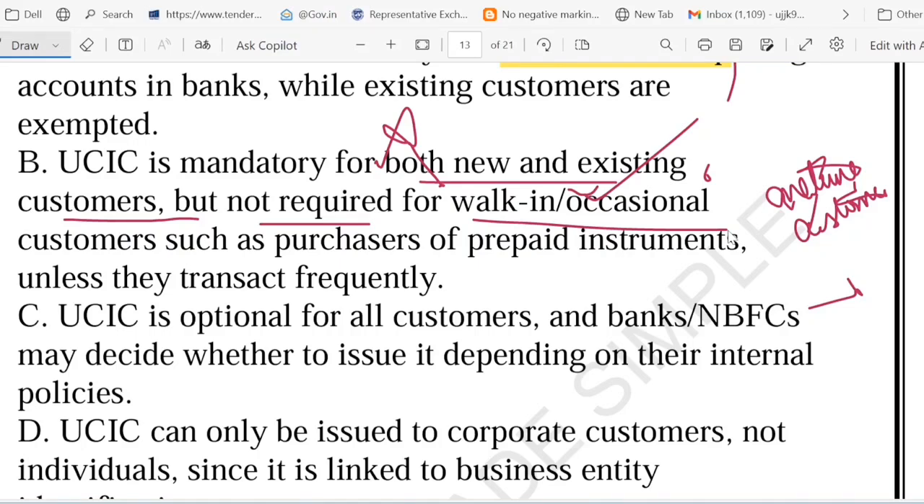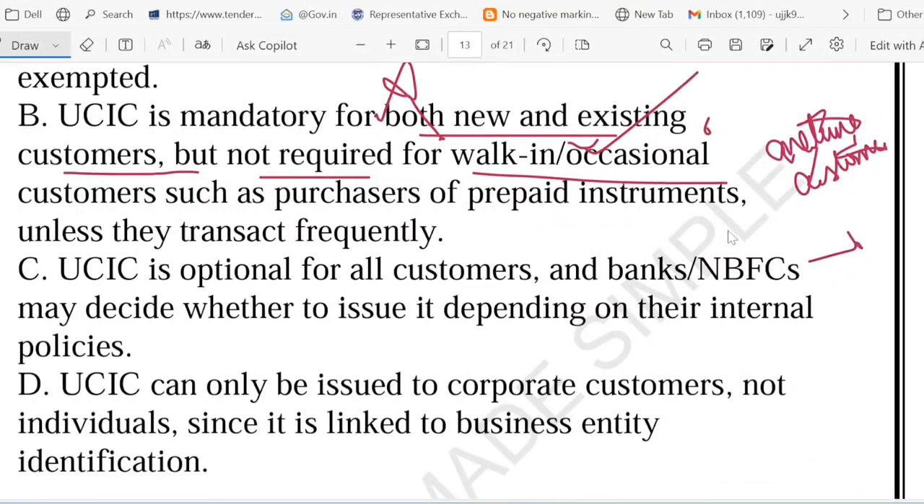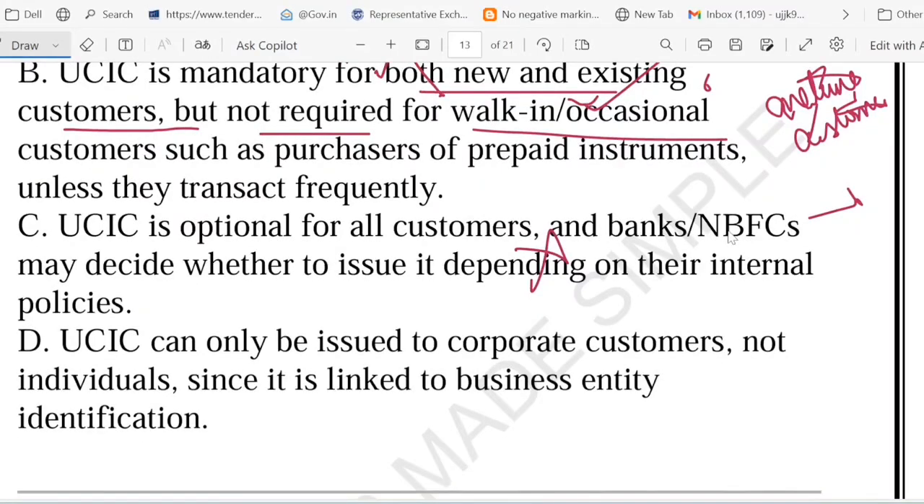Now, what about option C? Option C says UCIC is optional for all customers and for banks and NBFCs. No, this is completely wrong, because UCIC is mandatory as per RBI. What about option D? It can only be issued to corporate customers, not individuals. Again, it is wrong. UCIC is for all types of customers, individual and corporate. The whole idea is to uniquely tag every customer in the system.